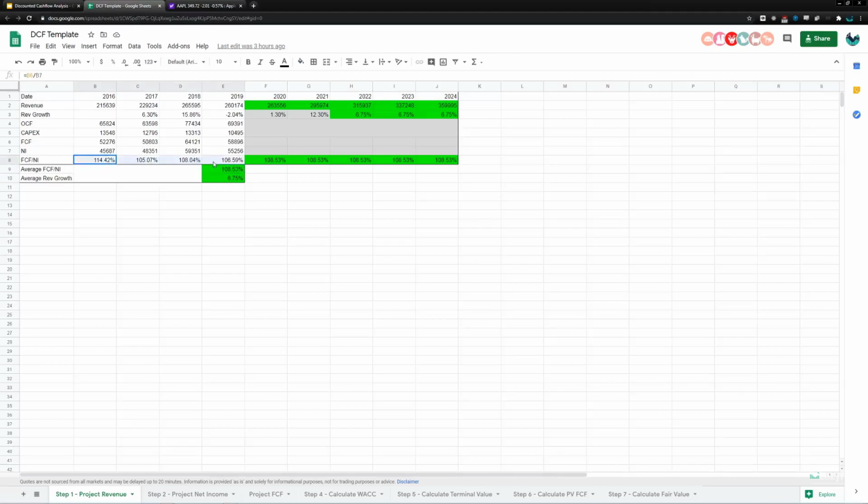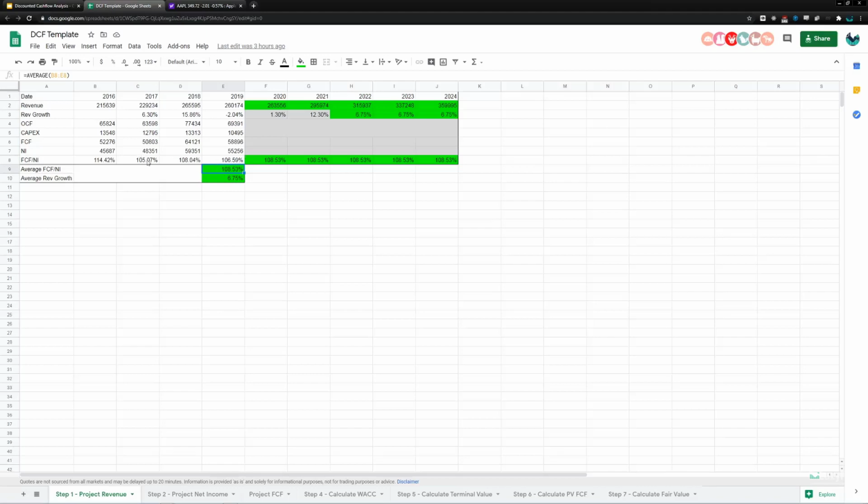So what I do is take all of these values and average them together. And that's what we end up with in cell E9. And that gives us an average free cash flow to net income ratio of 108.53%. So on average, free cash flow is about 108.53% of net income.